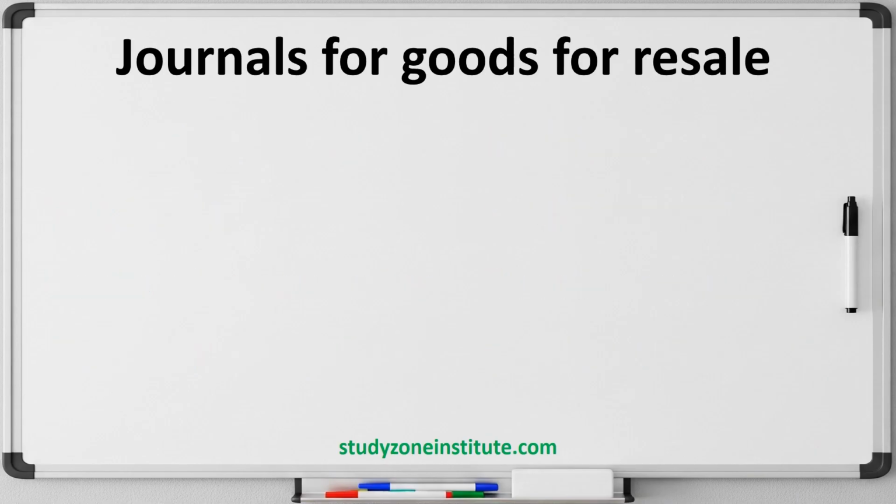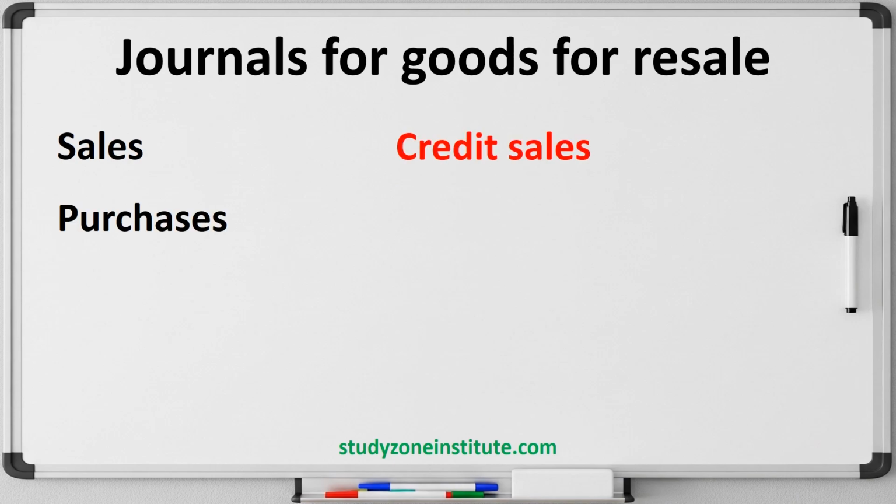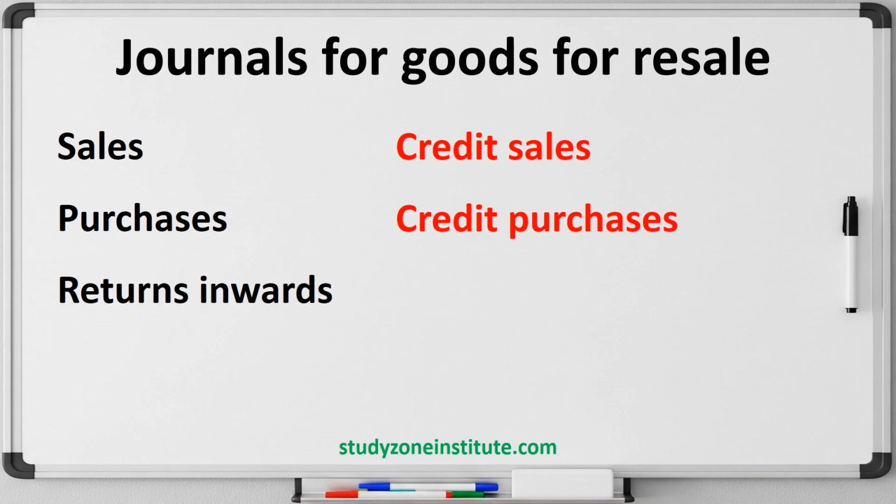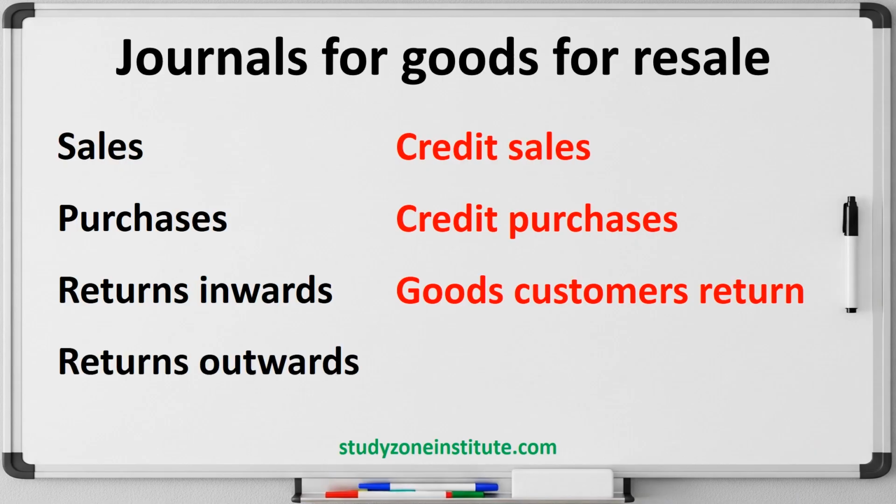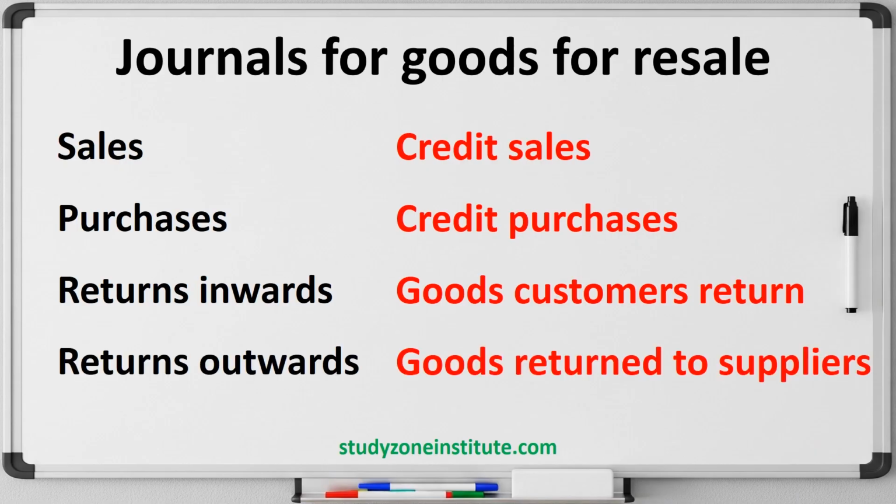Journals for goods for resale. Sales journal. For credit sales. Purchases journal. For credit purchases. Returns inwards journal. For goods customers return. Returns outwards journal. For goods you return to suppliers.